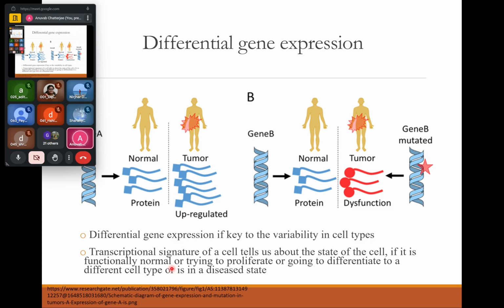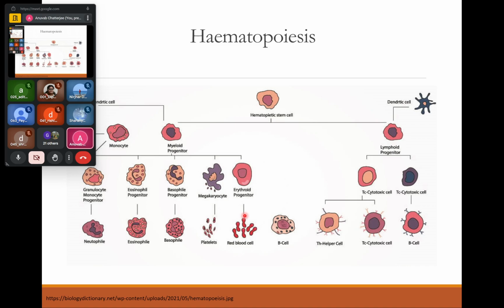So any kind of research you open up, you will have RNA sequencing somehow or the other getting into it, because everyone is very interested in this idea. So transcriptional signature gives us a lot of information about the cell, and differential gene expression analysis can tell us how the cell is different from a normal cell and what exactly it is trying to do. So just a quick example of it.